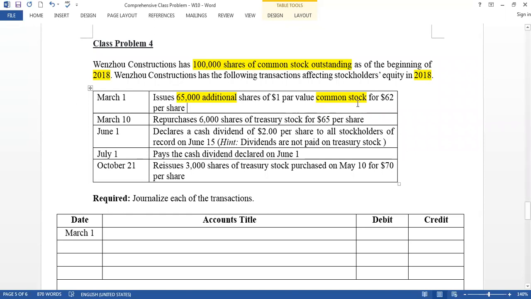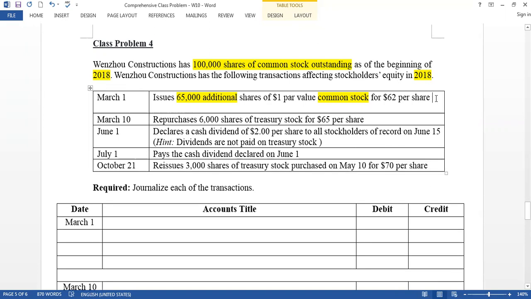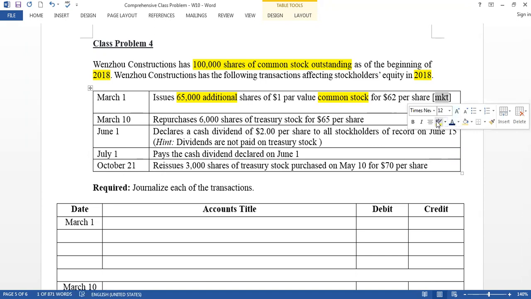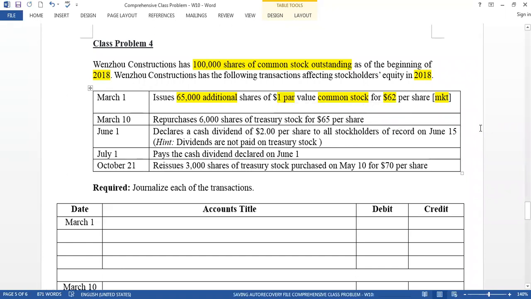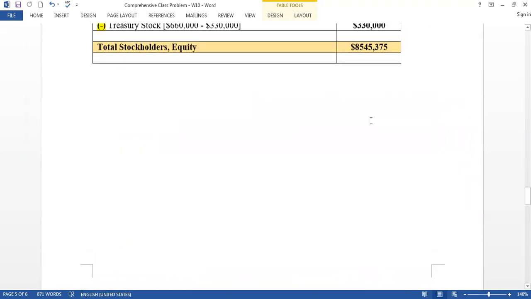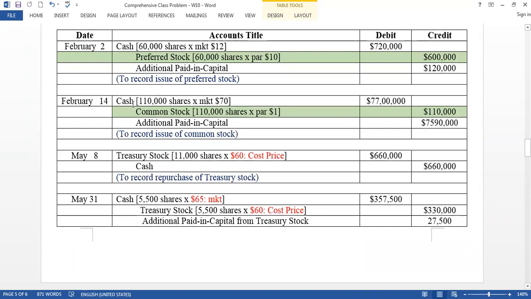So the new shares they sell from the market, from the market they receive $62, but the par value is $1. So they have gain or loss? They have gain, right? Par value is $1, but from market they receive $62. So $61 is the gain. So look at this journal. It is like this.